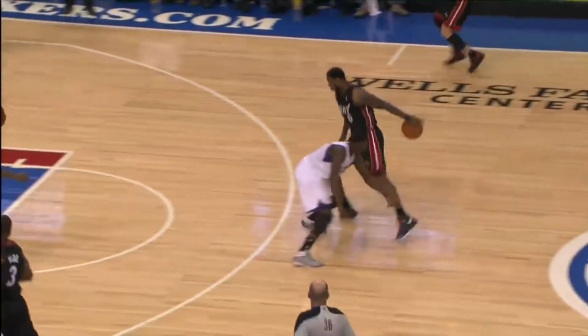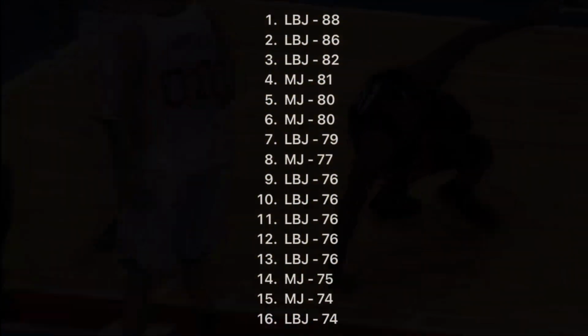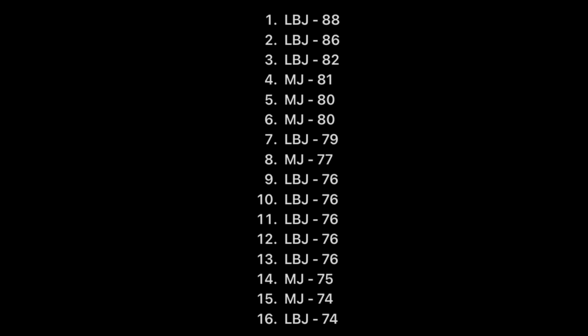LeBron's opponents average a score of 79. MJ's opponents average a score of 78. Again, a very close comparison, but LeBron's finals opponents just barely edge out MJ's opponents. When we rank all of the opponents from best to worst, you see that LeBron has far and away the toughest opponents, Golden State in 2017 and 2018.